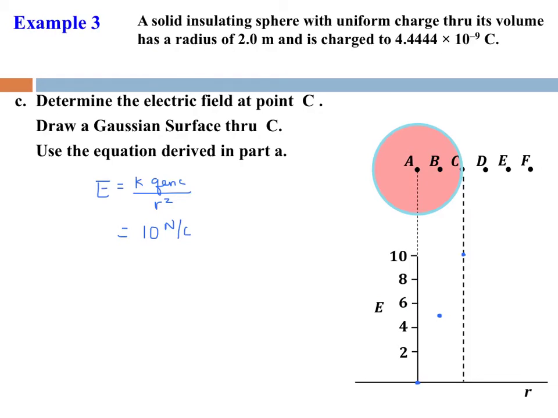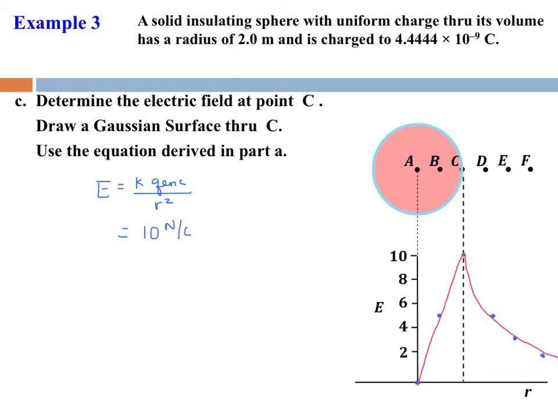All that changed was when we were solving for electric field inside of the insulator. So at point D, we had 4.44 Newton per Coulomb. At point E, we had a 2.5. And at F, we had a 1.6. So connecting the dots, we have a linear relationship inside of our insulator, and then an inverse square relationship outside of our sphere.